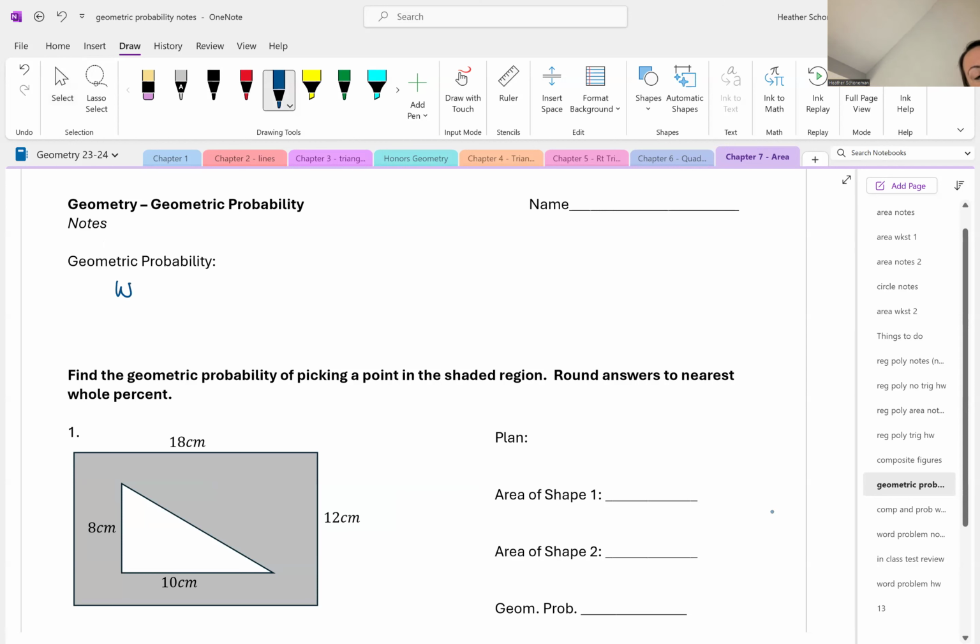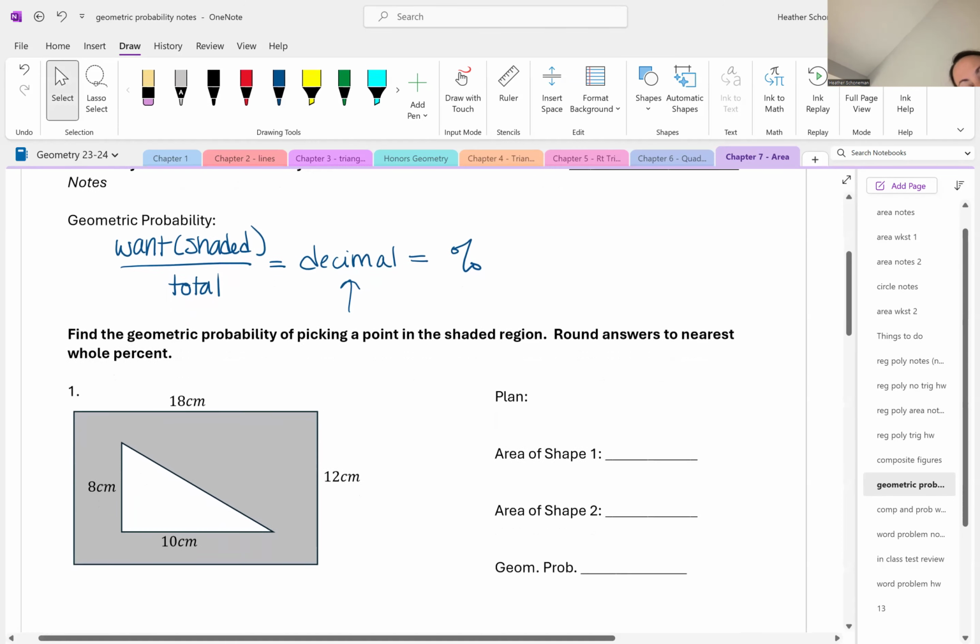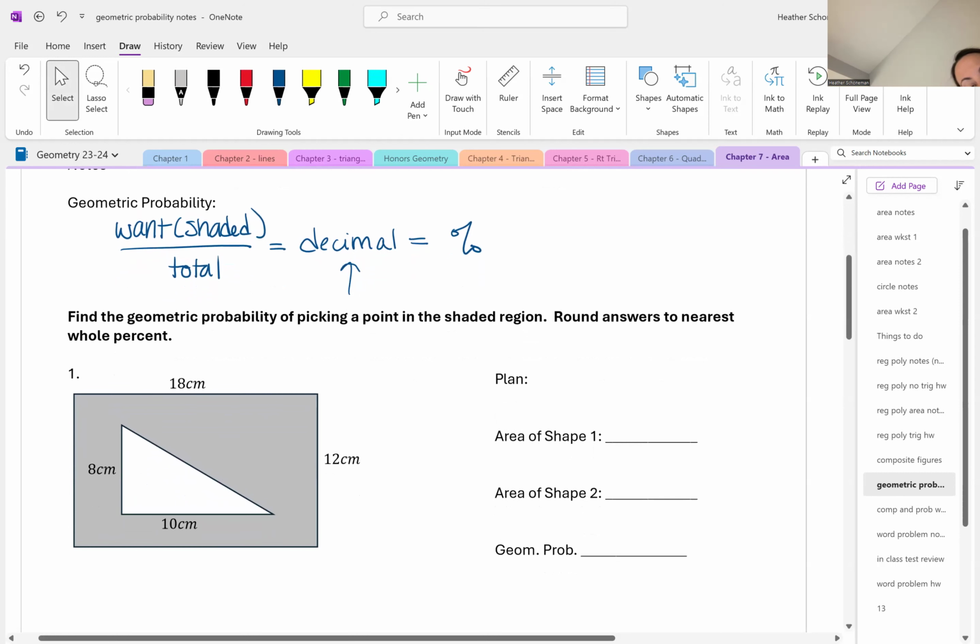And the way we find it is we take the area that we want, which in this case is always going to be the shaded area, and we divide it by the total area. Whatever we get for that is going to be a decimal, and then we convert that decimal to a percent. This decimal you do not need to write down on your paper. I'm simply reminding you of the situation so that you're not getting the percent directly. It's a number you've got to convert.